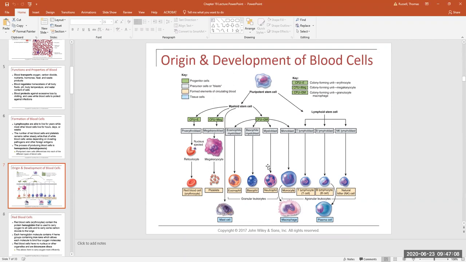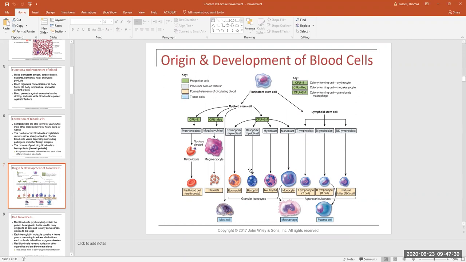It's inside our bone. So these pluripotent stem cells receive certain chemical signals, which direct them to develop into these two committed stem cells, myeloid stem cells and lymphoid stem cells. On the test, I want you to know which formed element develops from which one of these committed stem cells.